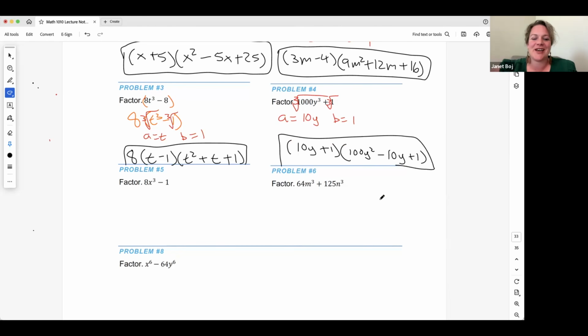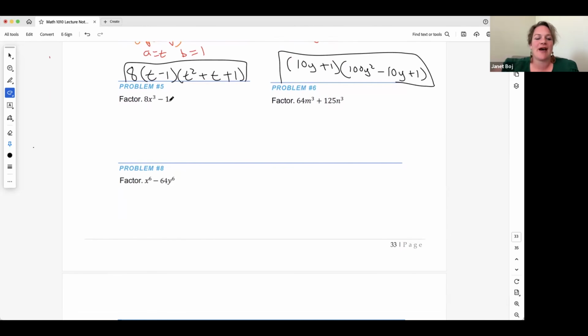Great job. Let's try a couple more. Look at number 5. First of all, is there a GCF I can factor out? No. I notice it's the difference of cubes. Since I have 2 terms, I know it's a special pattern. So I take the cube root of each piece to find a and b. And a will be 2x and b will be 1.